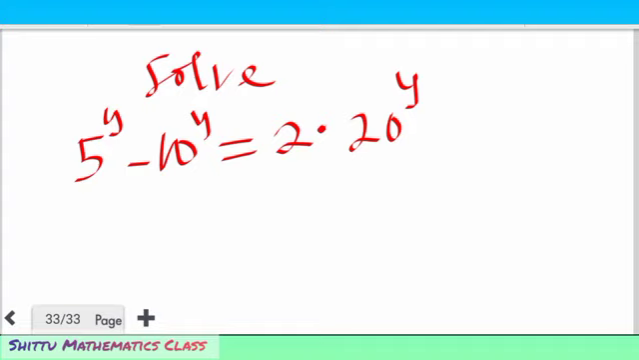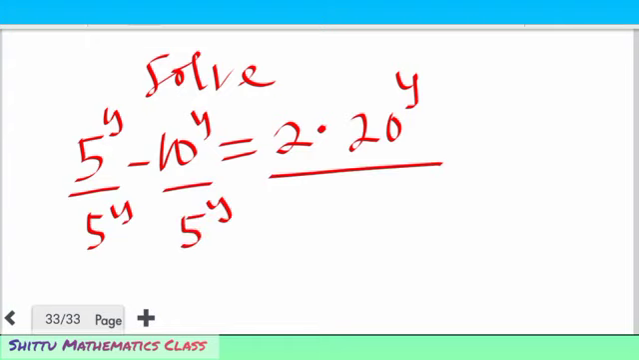Now, if you look at the terms there, you are going to find that there's something that is common to all the terms, and that is 5 to power y. So let's divide it through and see what we are going to have. Dividing through by 5 to power y, we cancel this one, that is 1.